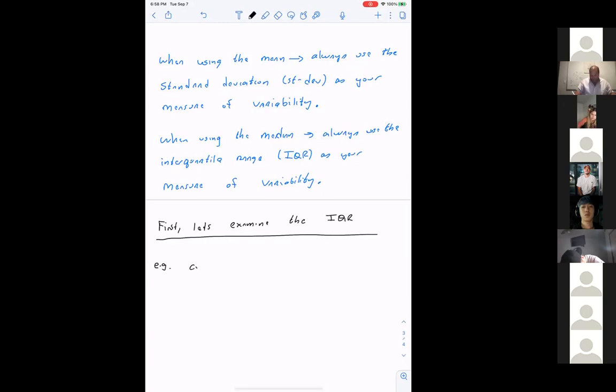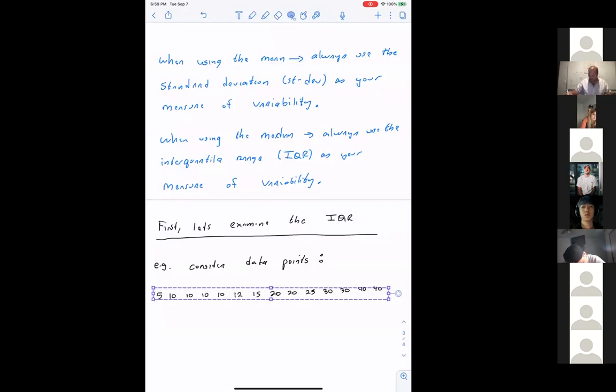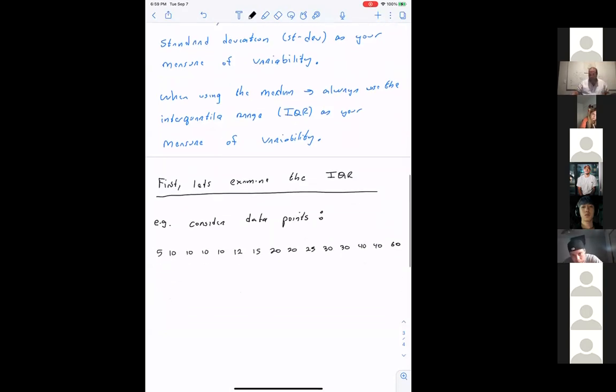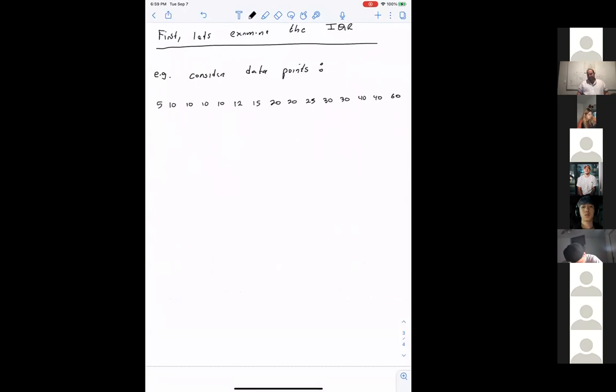So consider data points 5, 10, 10, 10, 10, 12, 15, 20, 20, 25, 30, 30, 40, 40, and 60. Okay, so you have some data that you're taking, and we're going to find the IQR.